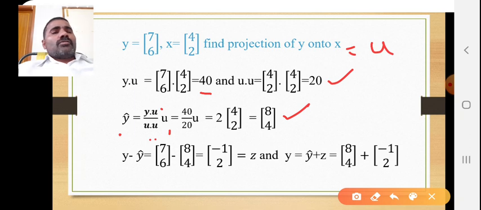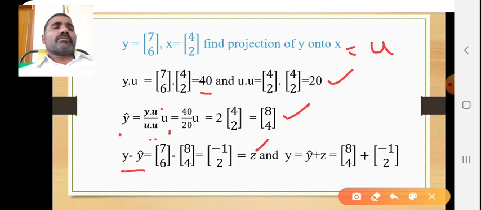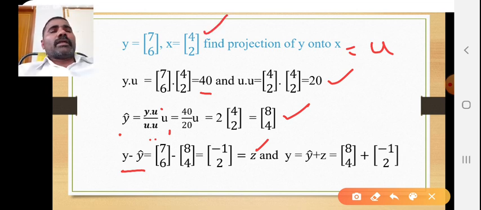Now z is equal to y minus y cap, that is equal to (7, 6) minus (8, 4), that is equal to (minus 1, 2). This is z. This z is perpendicular to u. You can easily identify: z is (minus 1, 2), u is (4, 2), and u is nothing but x here. These two are perpendicular: minus 1 into 4, that is minus 4, plus 2 into 2, 4, equals 0. That's why clearly this z is perpendicular to u here.